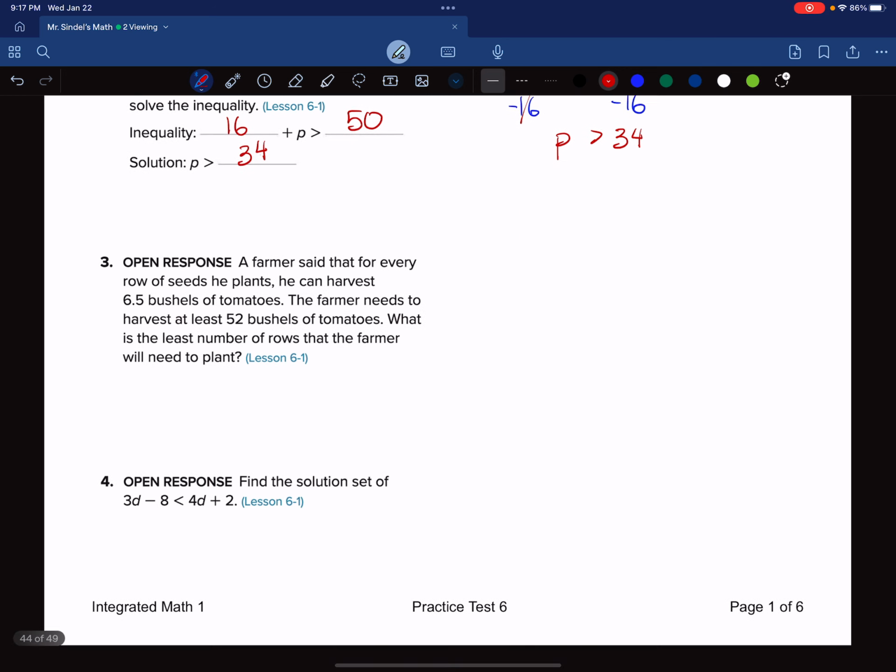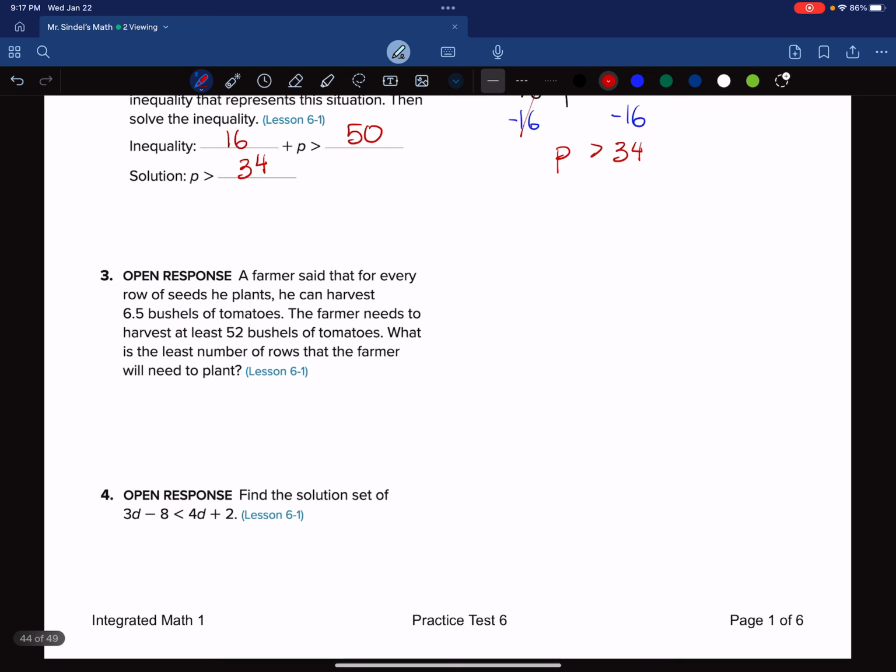Moving on to number 3. A farmer said that for every row of seeds he plants, he can harvest 6.5 bushels of tomatoes. The farmer needs to harvest at least 52 bushels of tomatoes. What is the least number of rows that the farmer will need to plant? So in this type of problem, the keywords that I'm looking at are at least. So needs to harvest at least 52 bushels. So that's what I want to key in here.